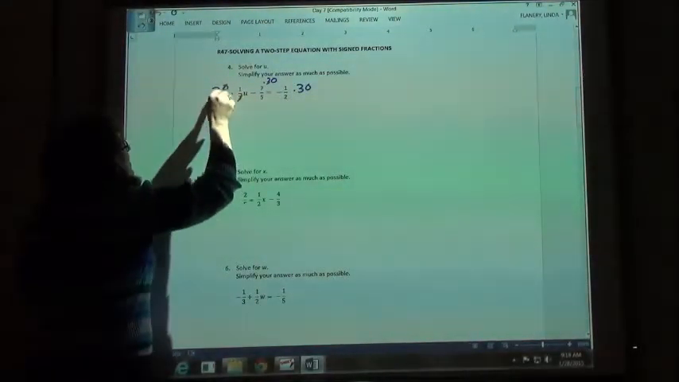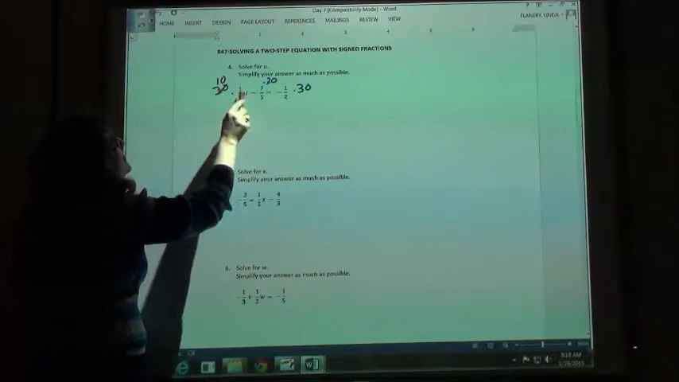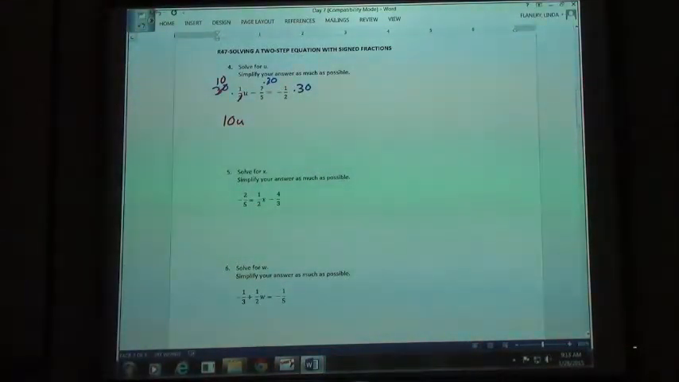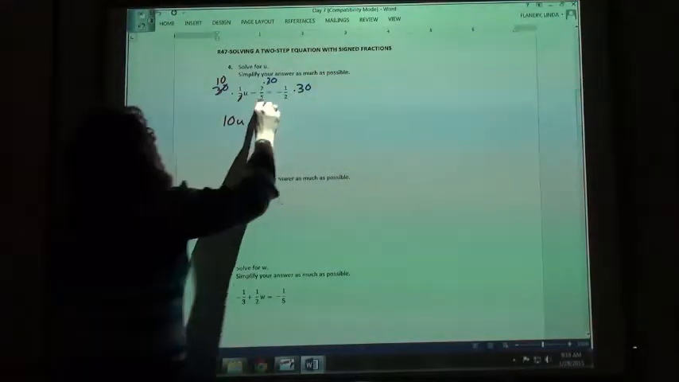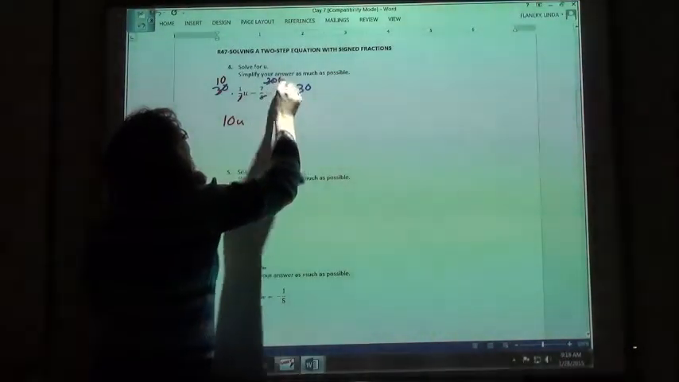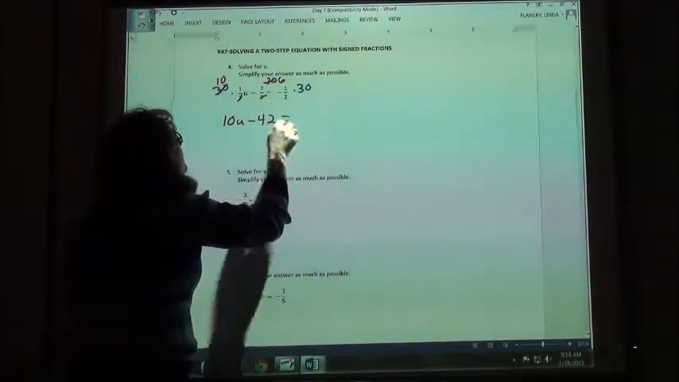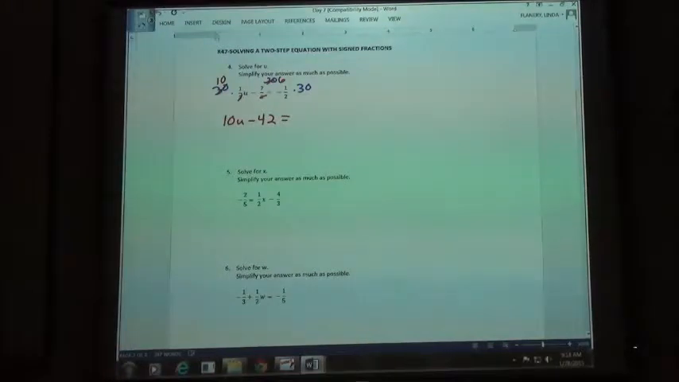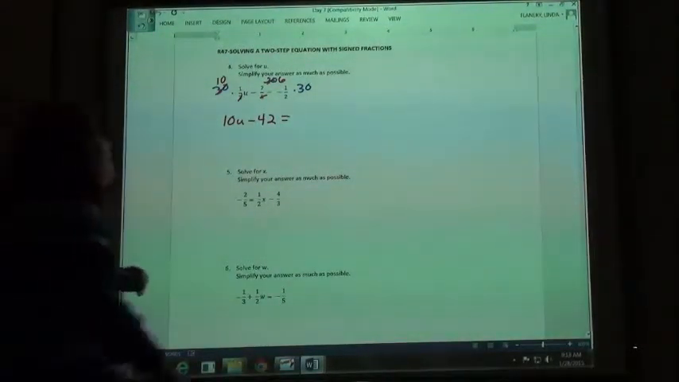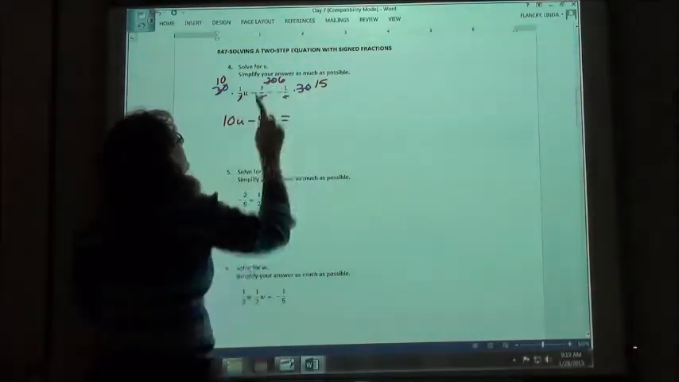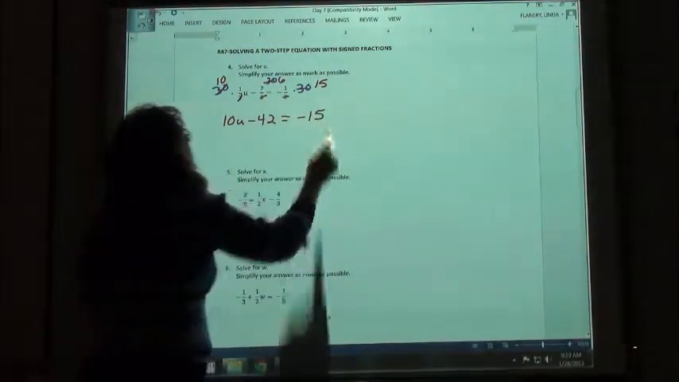3 goes into 30 10 times, so 10 times 1u gives me 10u. If you take 30 times 1/3 on your calculator, you get 10. 5 goes into 30 6 times. 6 times my negative 7 would be minus 42. If you take negative 7/5 times 30 on your calculator, you get negative 42. And 2 goes into 30 15 times. 15 times negative 1 is negative 15.